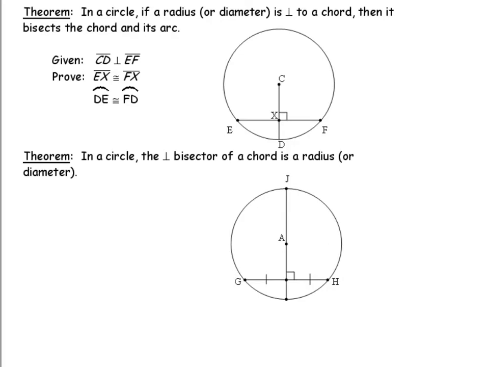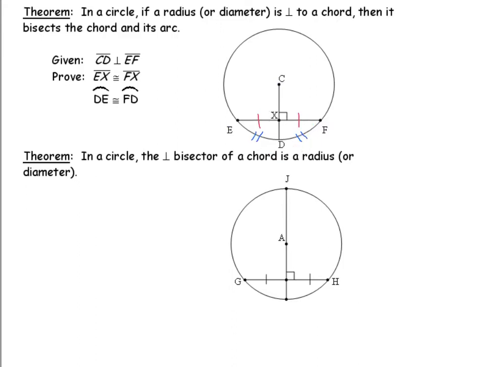Now the last two theorems in this section have to deal with the chords of circles. If I'm dealing with a radius of a circle, CD here, or even a diameter, that is perpendicular to a chord, then that forms two congruent parts. It bisects the chord, and it bisects the arc. So I would know that EX is congruent to XF, and that arc ED would be congruent to arc DF. As soon as you know the radius is perpendicular to a chord, it bisects the chord, and it bisects the arc also.